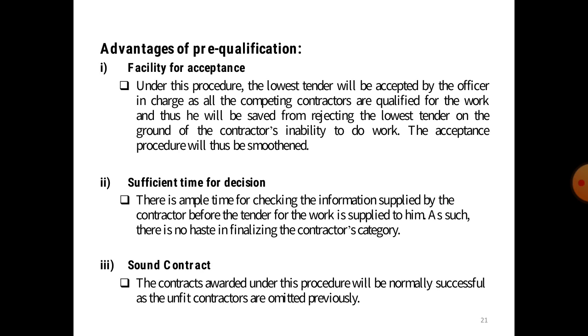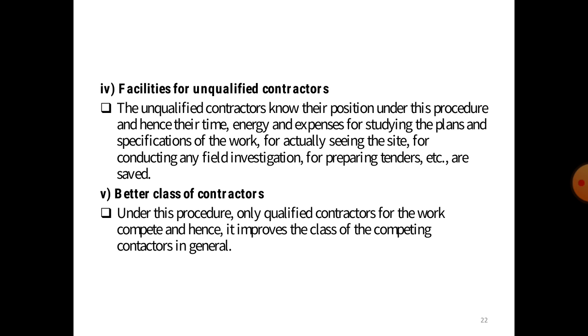The third one is a sound contract. The contractor awarded the work under this process will normally be successful, and the unfit contractors are omitted previously. And the fourth advantage is facility for unqualified contractors. The unqualified contractors know their position under this process, and hence there is a saving of time, energy and expense for studying the plan and specification of the work, for actually seeing the site, for conducting any field investigation, for preparing the tender, etc.